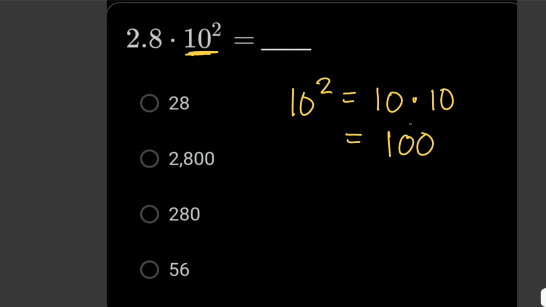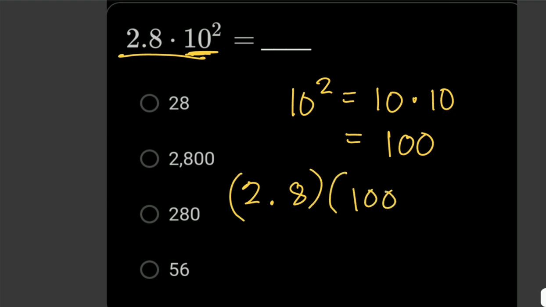2.8 times 10 squared. Now to solve this, we do the exponent first. We solve 10 squared first. So 10 squared is just equal to 10 times 10, which is just equal to 100. So this one would become 2.8 times 100. So we just add 2 zeros.